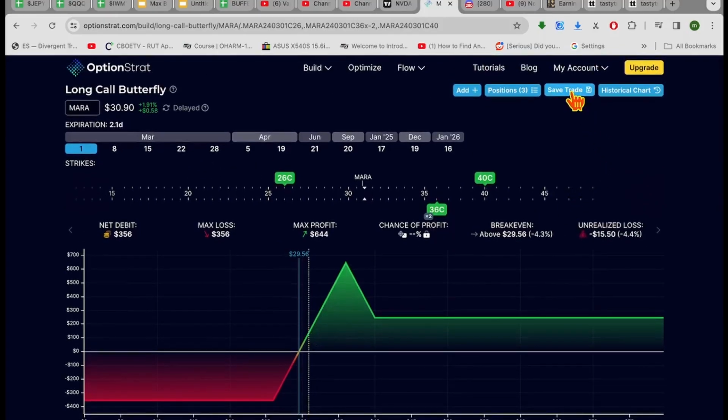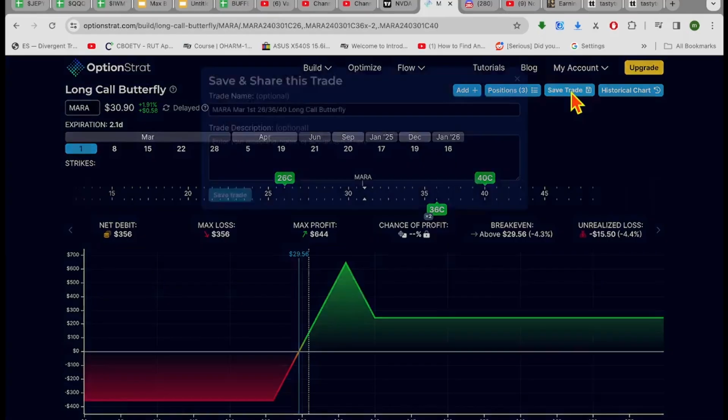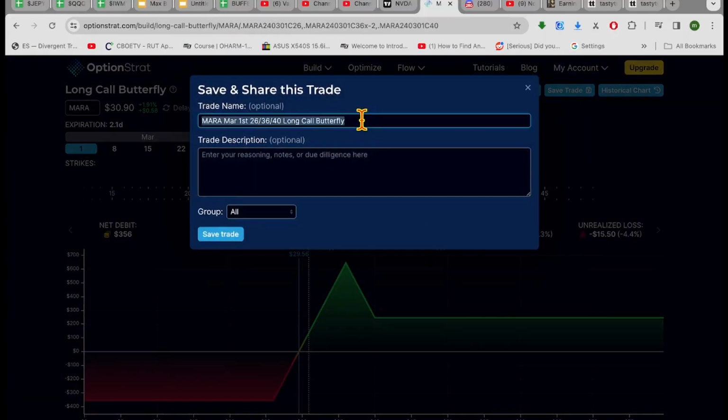So let's just save it, and we'll see how it does. These options expire Friday, so we're going to save this, and it's just going to be called our Mara earnings play. So we'll see how that does.